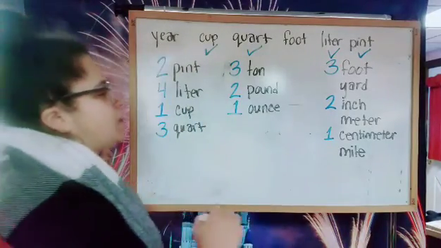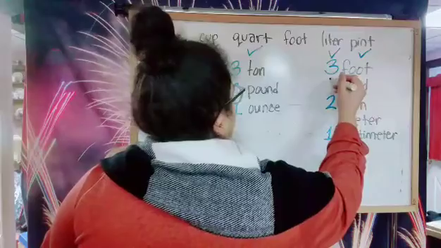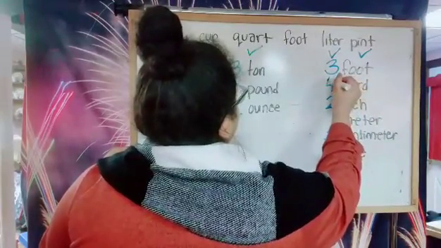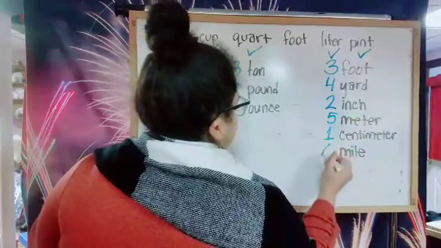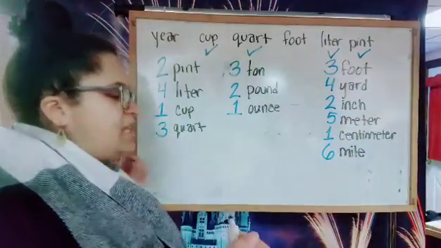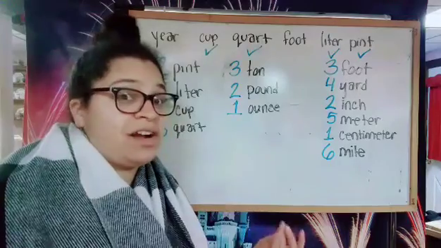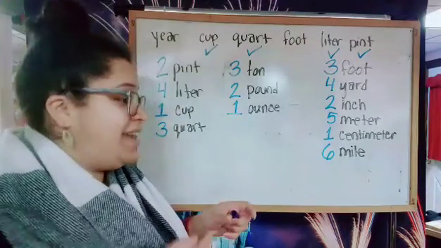So which one's smaller, yard or meter? Yard is smaller, so we got a 4 next to yard. And we have meter, and that must mean that mile is the biggest. And again, a mile is 1,760 yards, so it is indeed much bigger than a yard.